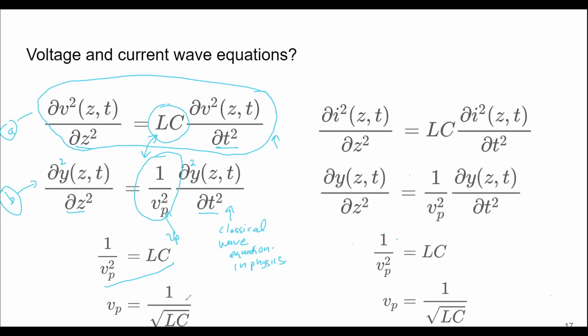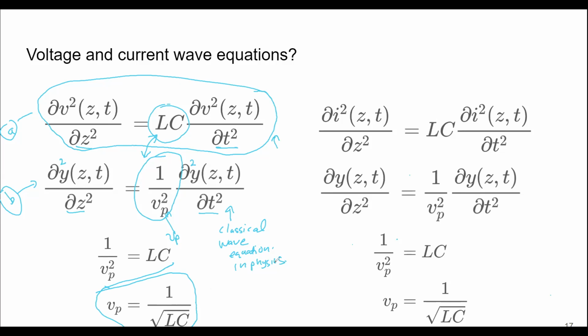So with components L and C, we can define the wave velocity of the transmission line. We can consider this a very important equation. This equation tells us that by just considering the components L and C, we can determine the velocity of the wave.